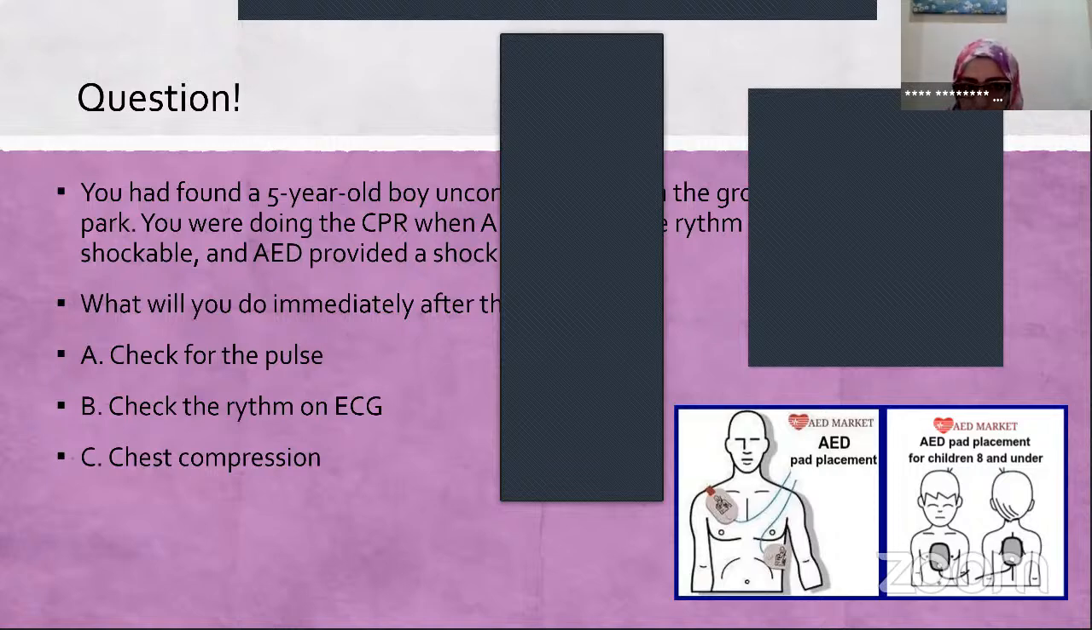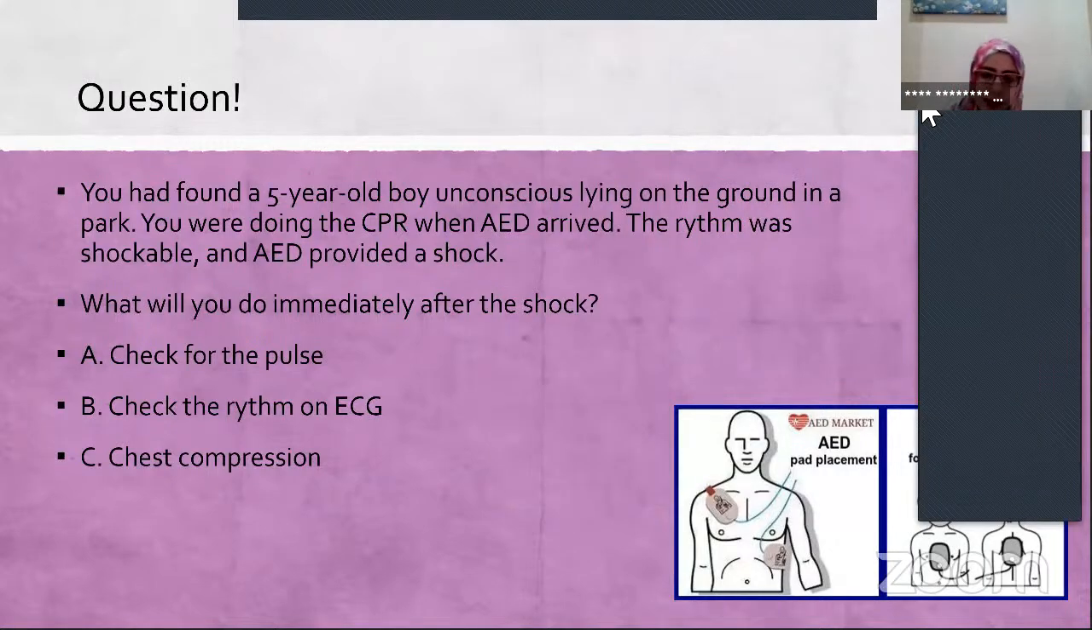I have a question here. Do you know the answer to this question? You found a 5-year-old boy unconscious, lying on the ground in a park. You were doing CPR when the AED arrived. The victim was shockable and the AED provided a shock. What will you do immediately after the shock? A, check for the pulse. B, check for the rhythm on the EKG. And C, chest compression.